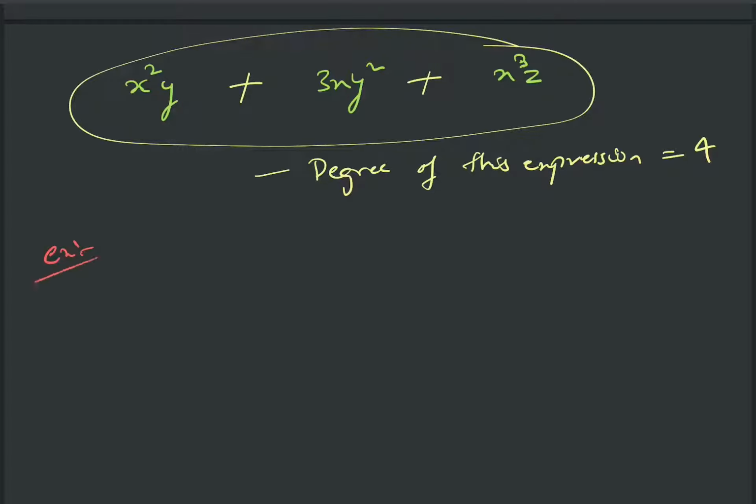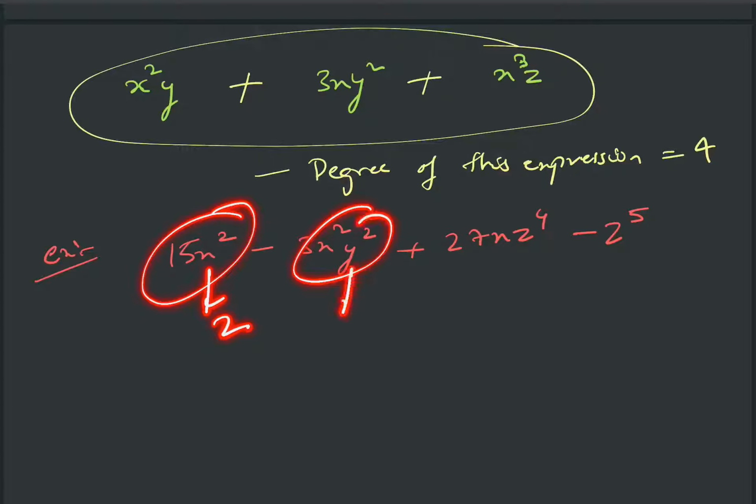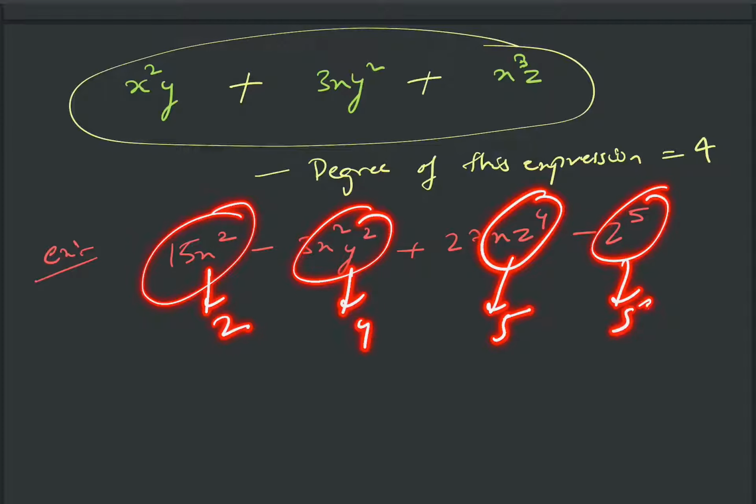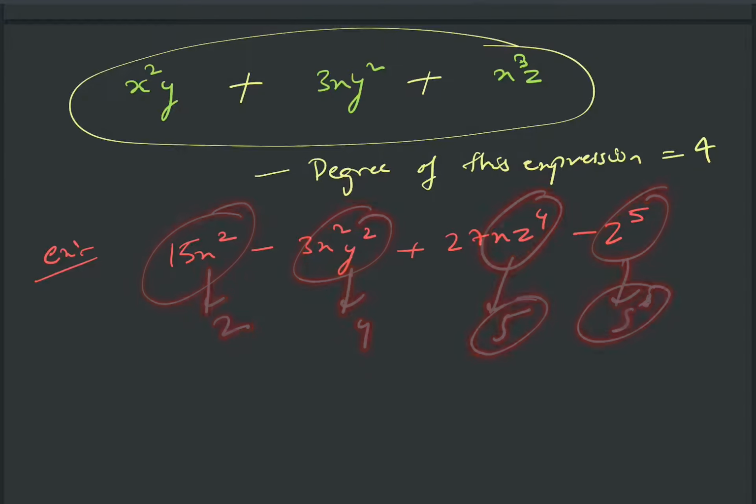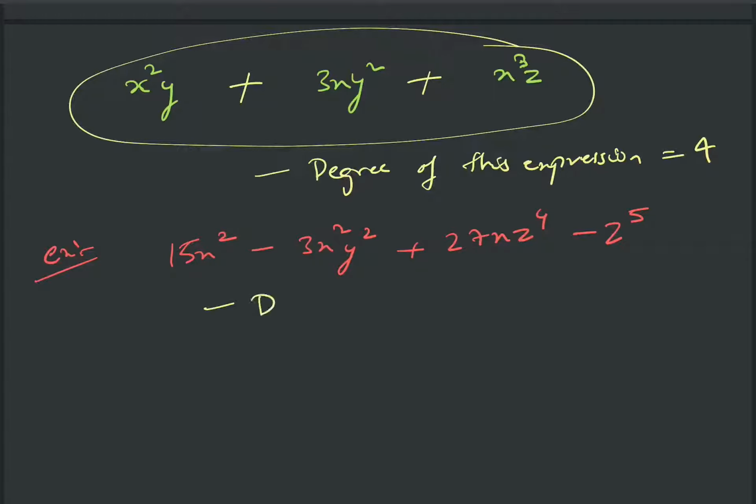So let us take one more example. Say if I take 15x square minus 3x square y square plus, say, 27x z power 4 minus z power 5. The degree of this term is 2, the degree of this term is 4, the degree of this term is 5, and the degree of this term is also 5. So what is the maximum degree of any term? 5 is the maximum degree, right? 5 is the highest degree. So then the degree of this expression is 5.